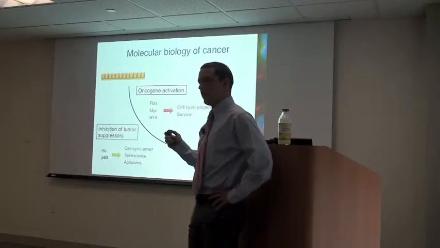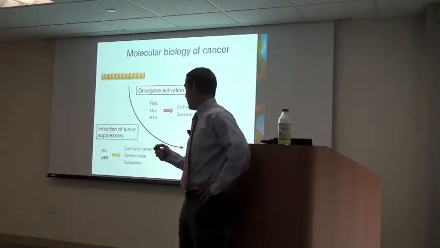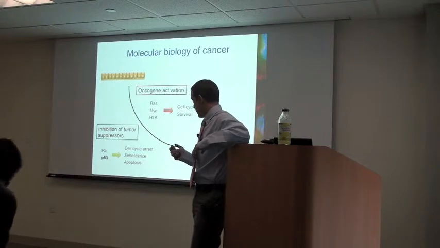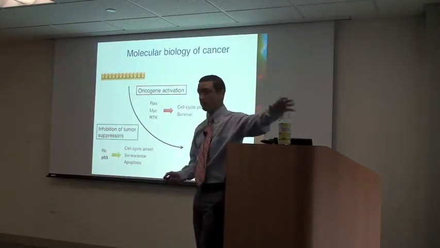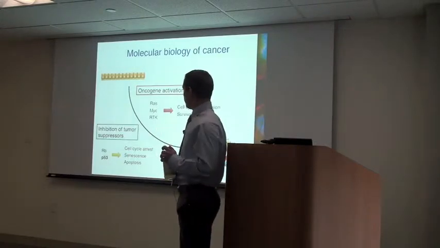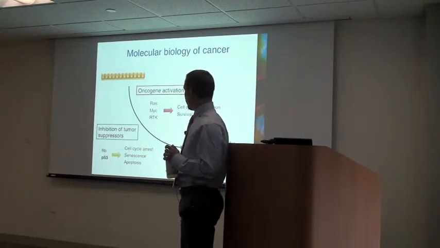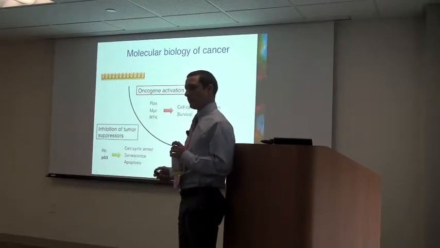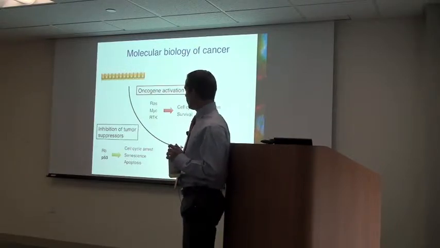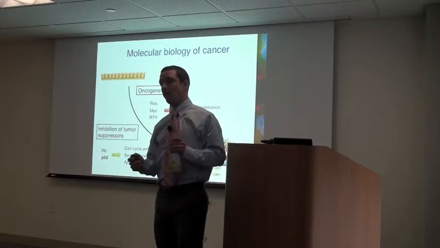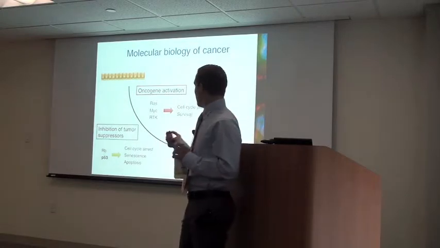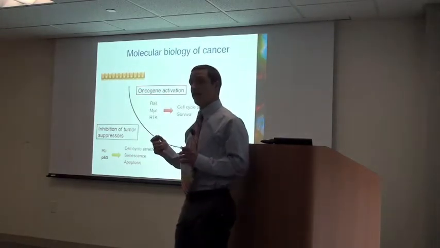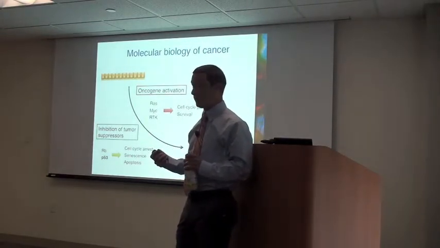And the other equally important event that needs to occur is that the cancer cell needs to inhibit tumor suppressors, like the retinoblastoma protein and the tumor suppressor protein P53, which can direct cell cycle arrest, senescence, or apoptosis of damaged cells. The tumor suppressor P53 is perhaps one of the most important tumor suppressors described to date. It is mutated in over 50% of all human cancers.